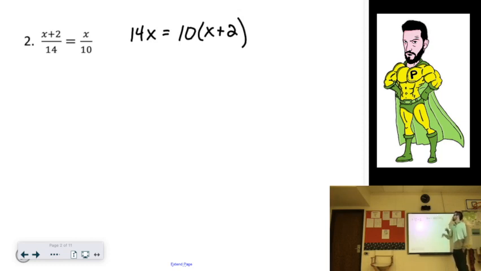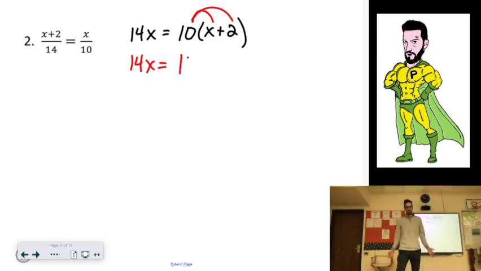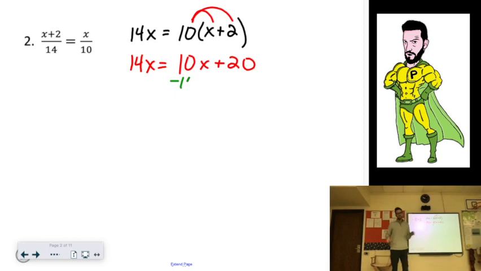14x equals 10 times x is 10x. 10 times 2 is 20. So it'll say 10x plus 20 eventually. 10x plus 20. Once that catches up, we're going to have to get the x's on the same side. So you could get rid of the 14x if you wanted by subtracting it, or we're going to get rid of the 10x by subtracting that from both sides. So minus 10x minus 10x. 14x minus 10x would just leave us with 4x. So we'll have 4x equals 20.